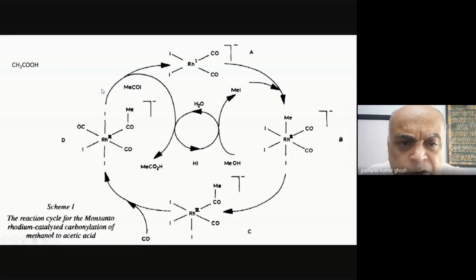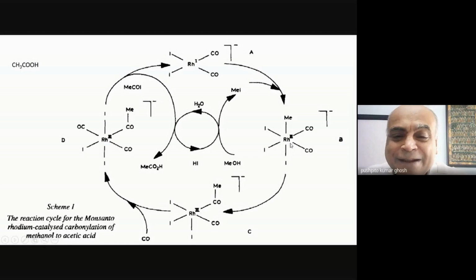So now I formed MeCOI, and MeCOI, I just need to hydrolyze. The moment I've hydrolyzed it, what will I get? I'll get acetic acid and I'll get HI, when I add water to it. So I got my acetic acid, and I've got my HI. This HI will react, by a simple SN2 mechanism with methanol, and it will become methyl iodide. What will I form? I'll form water. That water goes back here.